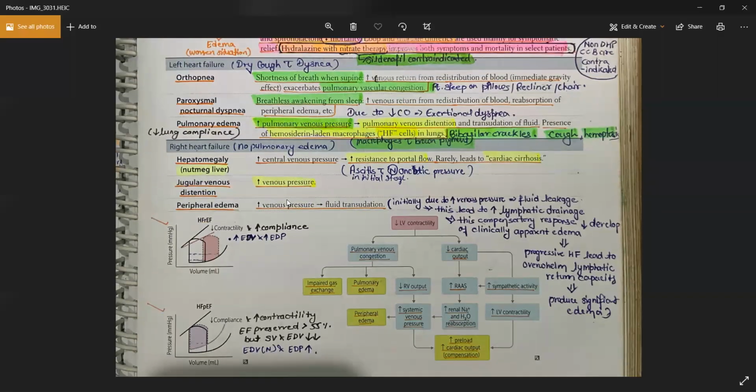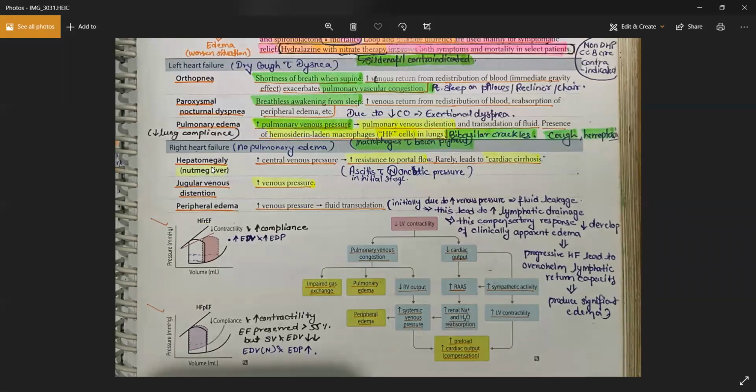In case of right-sided heart failure, you will have congestion in all the venous system. In the jugular veins, you will get jugular venous distension. The pressure will back flow into the liver. You will get liver congestion or hepatic congestion, nutmeg liver you call it. You will get cardiac cirrhosis and liver dysfunction ultimately. Zone 3 is most commonly involved, then zone 2 and then zone 1, because zone 3 is very near to the central vein. Then peripheral edema can also occur. You will get pedal edema because of this increase in the venous pressure.